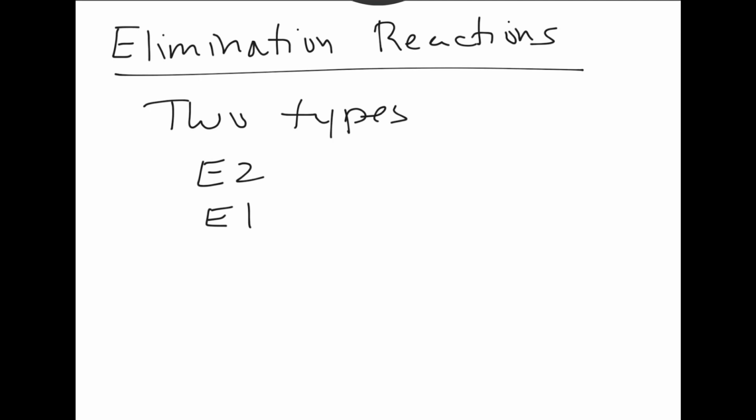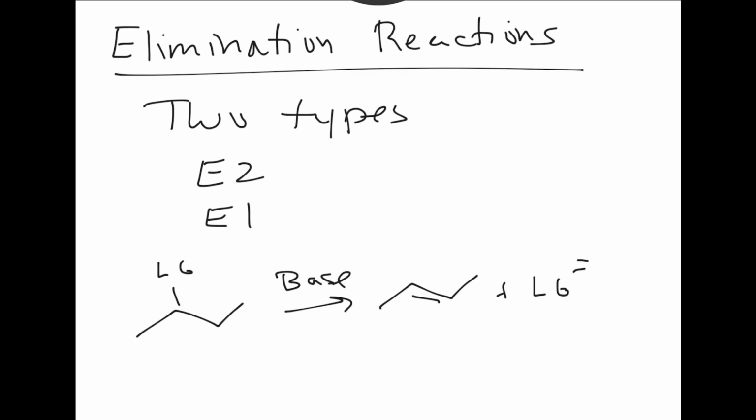So a lot of the same things that you learned for Sn1 and Sn2 carry over. Your generic elimination reaction is you have your leaving group, you have a base, and you make a double bond. You spit out your leaving group as a negatively charged thing, and then you make the conjugate acid of your base. So that's your generic reaction.